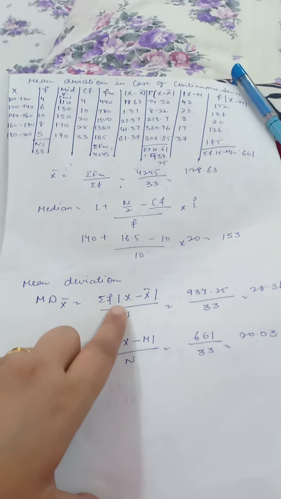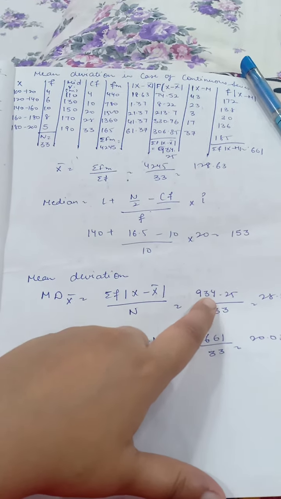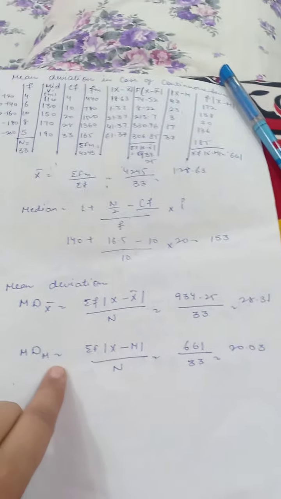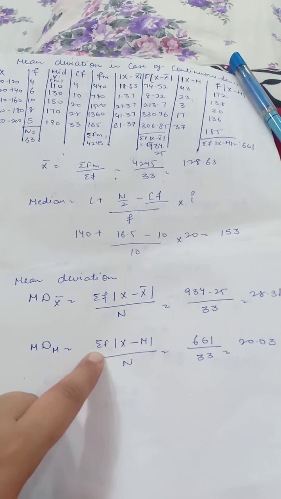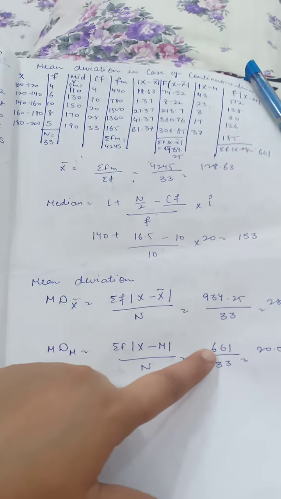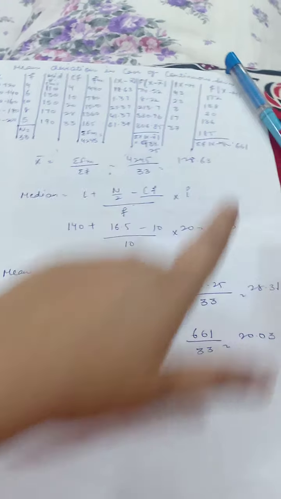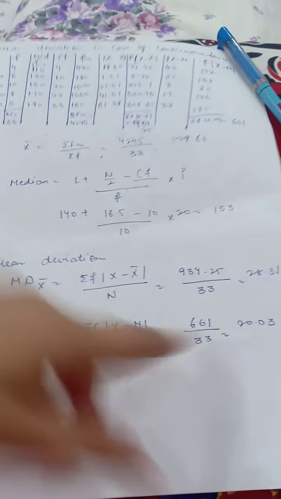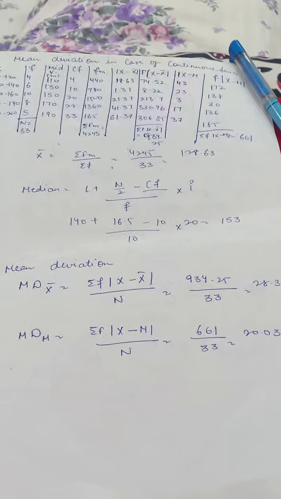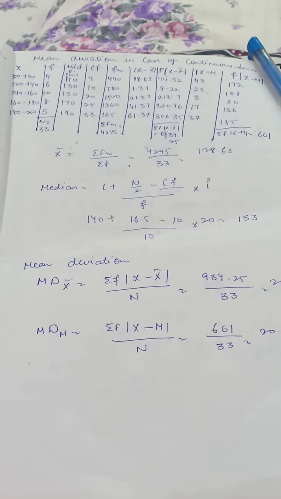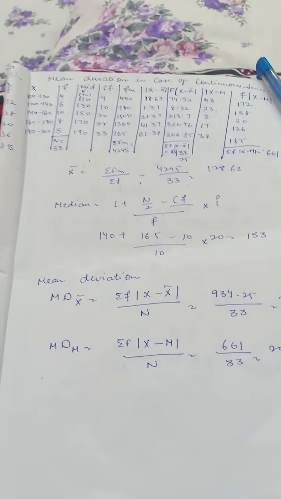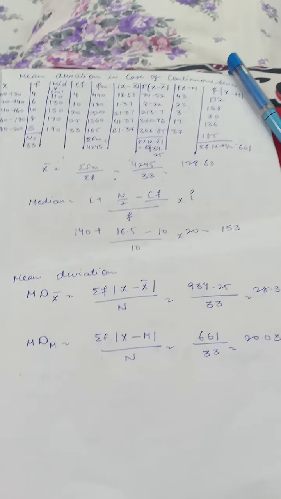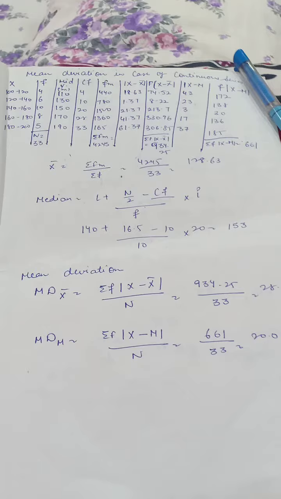Summation f times modulus of x minus x bar, 934.25 over 33, equals 28.31. And mean deviation from median: 661 is the total there, divided by 33. It is the mean deviation from median. And students, calculate the coefficients of these mean deviation values as per the formula we calculated earlier.